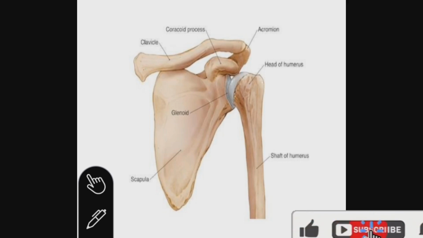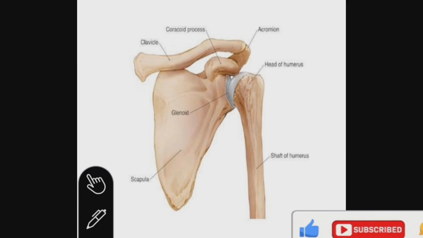Then we have adduction. Adduction is done by moving the arm closer to the body, and is done by the pectoralis major and the latissimus dorsi, then the short head of the biceps brachii. Then abduction is by the serratus anterior and the trapezius. That is the shoulder joint.